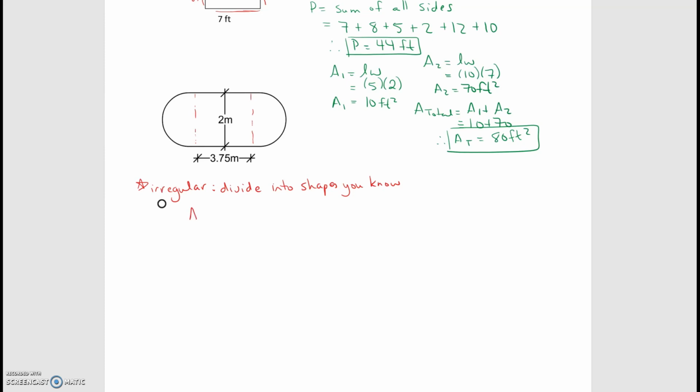So I'm going to divide this into A1, which is my rectangular shape. And so that distance along the length of the rectangular is 3.75, and don't forget 2 along the edge. And if I was to take the area 2 of the circle, it has a diameter of 2 meters which then means that the radius is 1 meter.